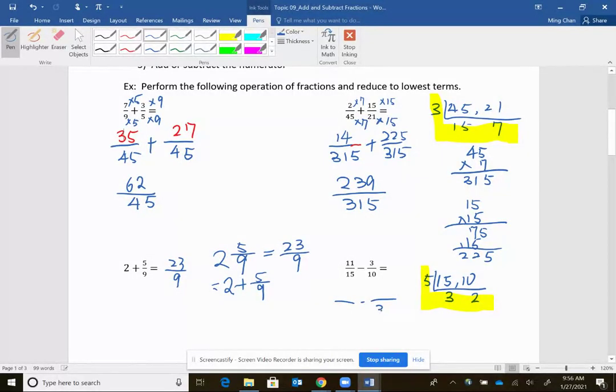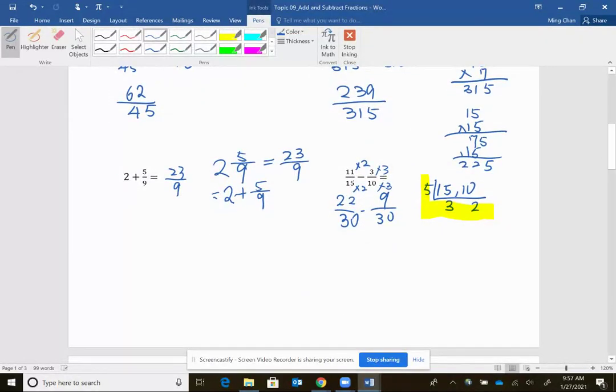So if you know the LCD is 30 right away, you can just go ahead and start. 15 going into 30 increases 2 times, 11 times 2 as well. You know what I'm saying? I'm making my problem, because my denominator is now twice as large as the original denominator, so my numerator gets multiplied by 2. All right, 10 going into 30 is 3 times, numerator times 3, which is 9. 22 minus 9. Let's see, about what? 13 over 30.